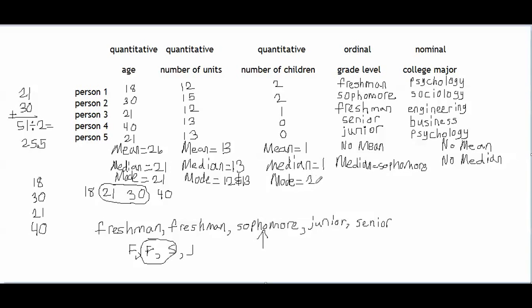The modes are 2 and 0. In this column of data, freshman shows up twice, and all of the other grade levels only show up once. So the mode is freshman. In this column of data, psychology shows up twice, and all of the other majors only show up once. So the mode is psychology.